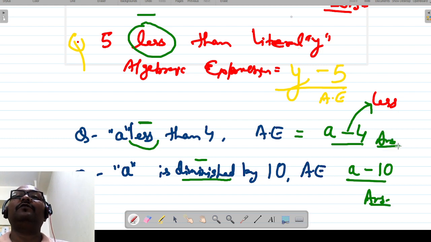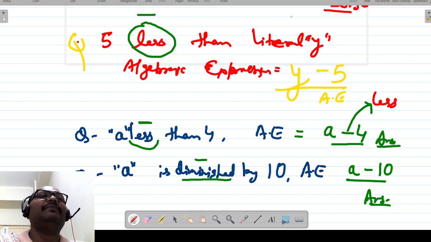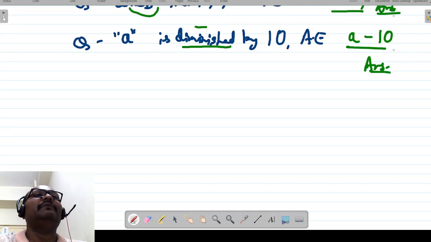I think you are getting the intent of the value of literals, how the literals are expressed in the algebraic expressions, and how we are going to derive the algebraic expressions from the given condition in the question, right? So students, we will take some more examples, because it will help you to understand the question properly. Let us take some more examples.